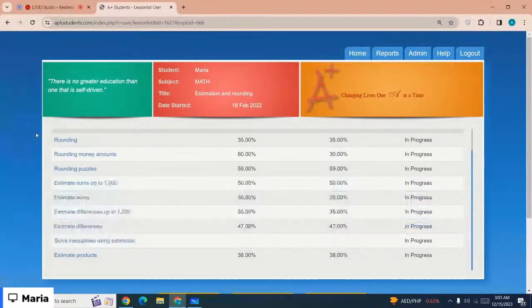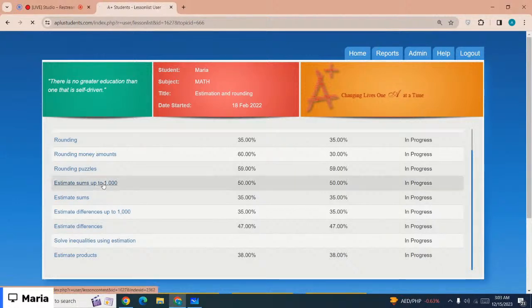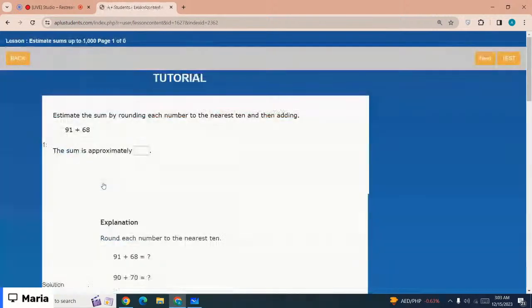So here I'm on grade 3 math. The chapter we're going to start with is estimation and rounding. Let's start with the lesson estimate sums up to 1000, right? We started this chapter in the last session. We know how to round off numbers, right? Today we're going to estimate the sum. The first example: estimate the sum by rounding each number to the nearest 10 and then adding. First you have to round off the numbers and then add. After rounding, when you add, that is the estimated answer, not the exact answer, right?